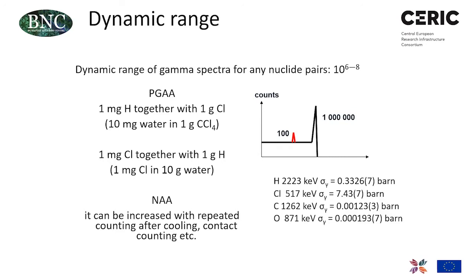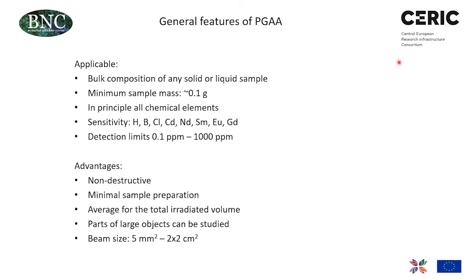Okay, so the general features of PGA, which we have to know, is that it delivers the bulk composition of any solid or liquid sample, so it's very representative, and it's not very much influenced by surface effects like patina or corrosion or paint or protective layer, because the sampling is more representative to the bulk of the sample.